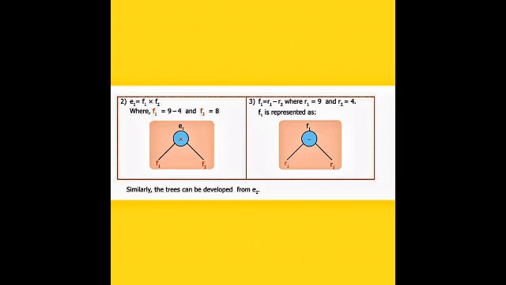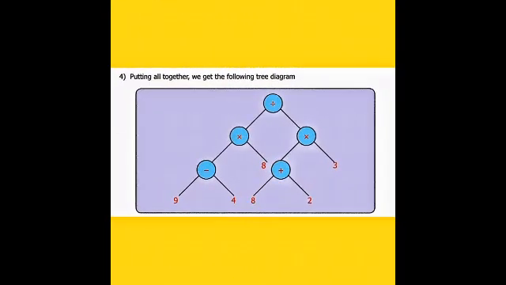Then I am representing it in this format of tree diagram. F1 is minus, with R1 and R2 as the two nodes. Now, in the same way, we have to develop the diagram for E2. And now I am applying this tree diagram into the fourth step. Putting together, we get the following tree diagram.